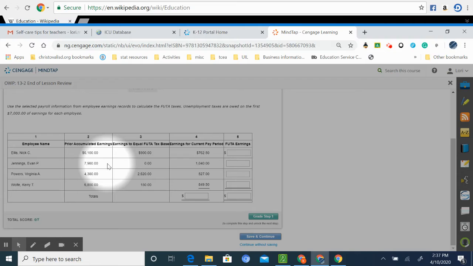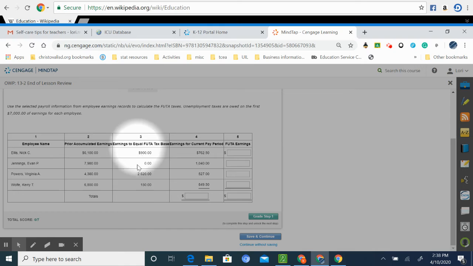At 7,980, I'm already past it. At 8,380, I need 2,620 to go. At 850, I need 150 to go. So this number is how much I need left to get to 7,000. If I'm already over 7,000, it is automatically going to be a 0.